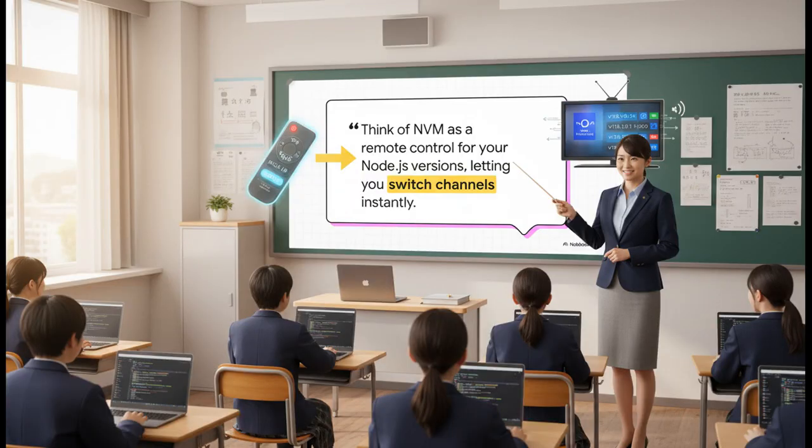I love this analogy because it's spot on. Think of NVM as the remote control for your Node.js versions. Just like you'd switch channels on a TV, NVM lets you flip between different Node environments with one simple command. Need version 16 for this project? Click. Done. Need version 18 for that one? Click. Easy. It's that fast.